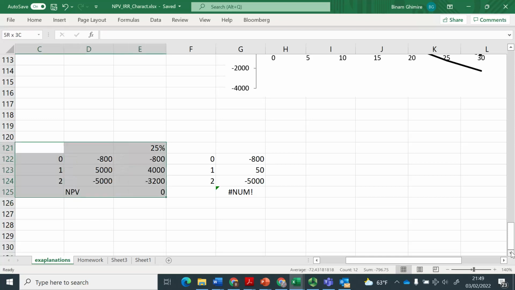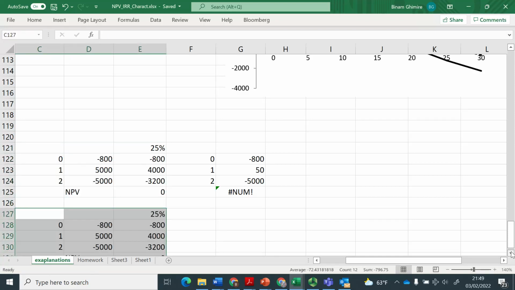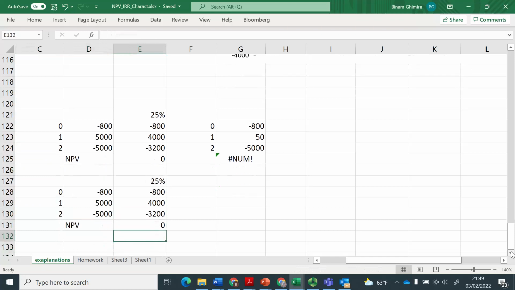But if you do the same using another number, which I know is 400%, you will still get a 0. Okay, so if you have 28, it is not a 0. But if you have 25, it is a 0, which we found before. But if you change this to 400, it also gives you a 0. So which one is correct, 25 or 400? This is the problem of IRR. When you have more than one negative cash outflow appearing in your cash flows, then you can get multiple IRRs.